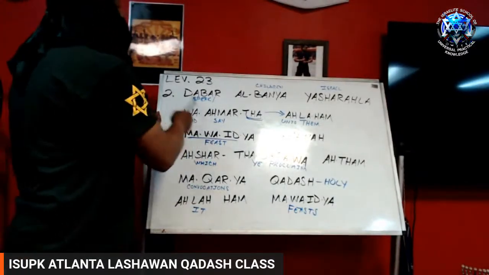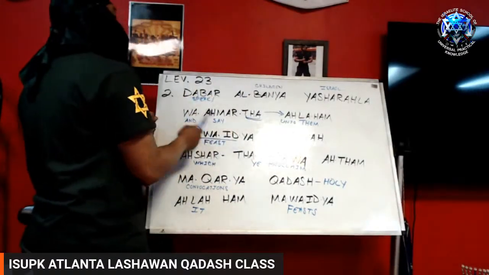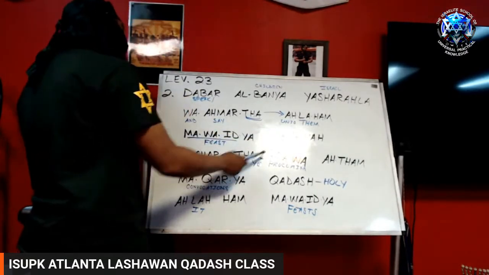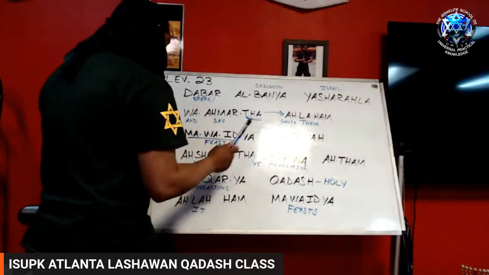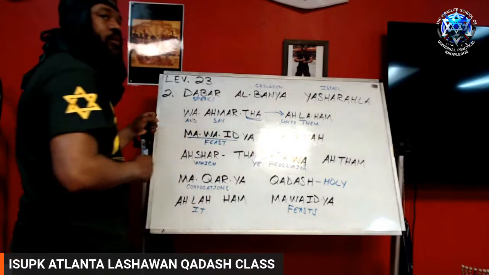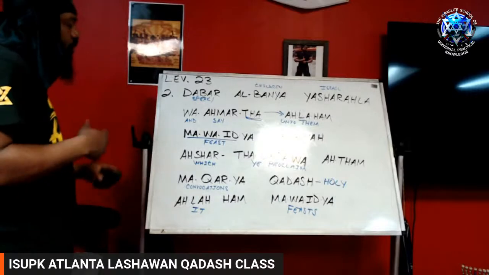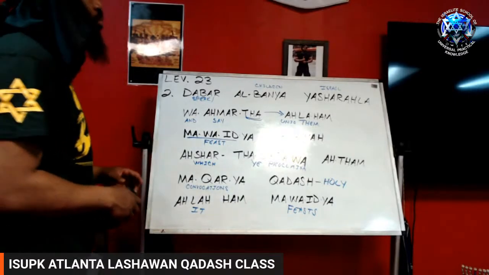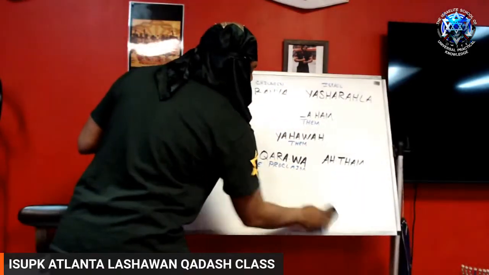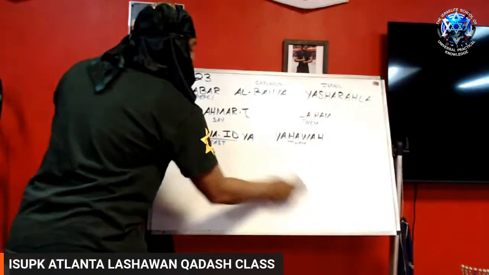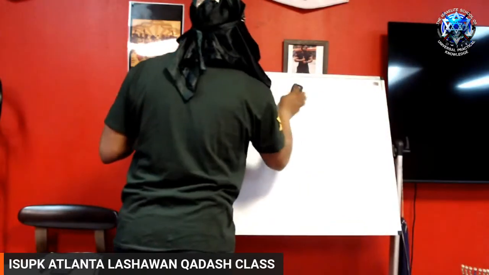So, again, verse 2, you should have: the bar, al banya, yasha'ala, wa armatha, alaham, mawa'aya, yahawa, ashar, thakwarwawa, atham, makoria, kodash, alaham, mawa'aya. All right? Very good. No sweat. Practice, practice, that's all. All right? Very good.